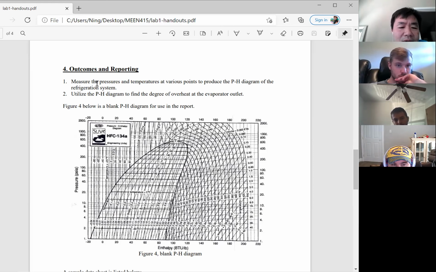Yeah, I think I wrote it down here. Measure the pressure and temperature at the various points, produce the pH diagram of the refrigeration system, and utilize the pH diagram to find the degree of overheat at the evaporator outlet. Okay, so these are the two requirements. Then work on the calculation and do the report and do some discussion. Don't forget to do some discussion on your report.